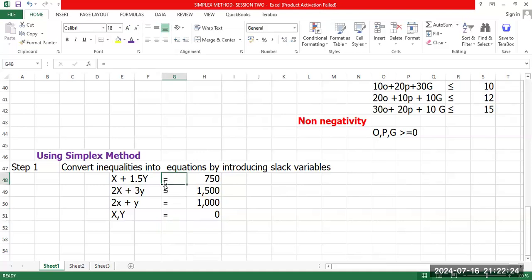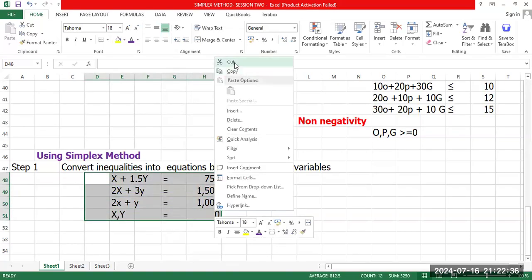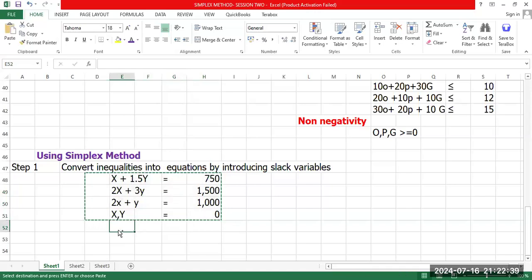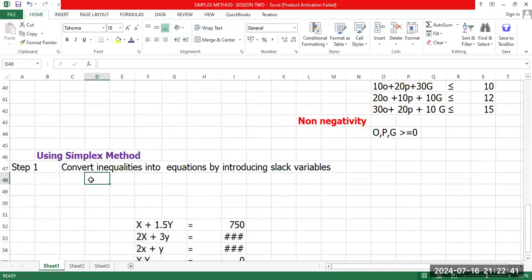Then, but we are saying for you, yes, you are putting this equal sign, but you must introduce a slack variable. You must introduce a slack variable. So I can say, let A be a slack variable.